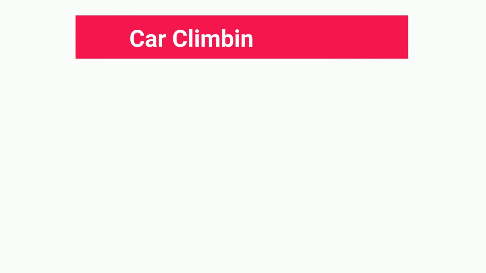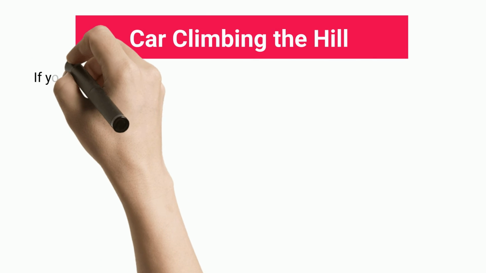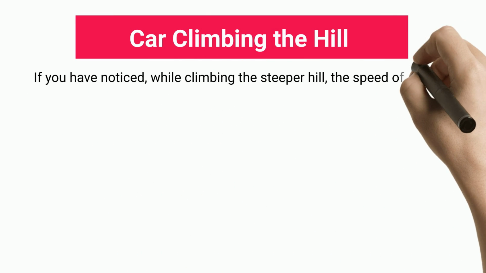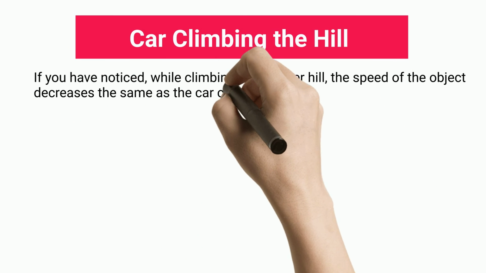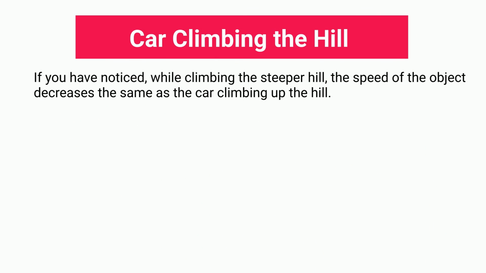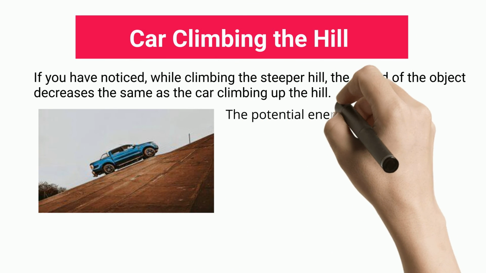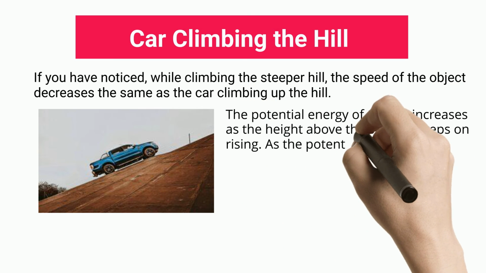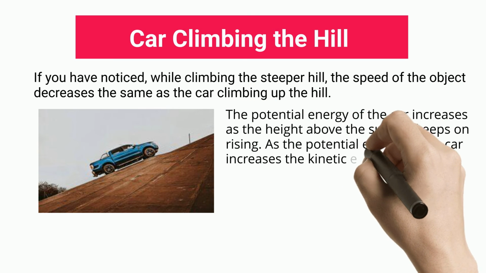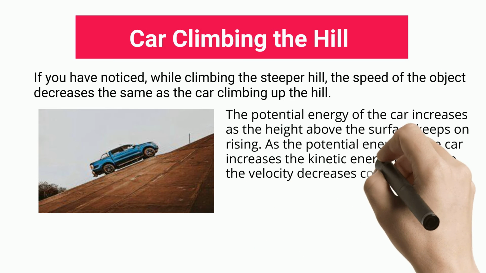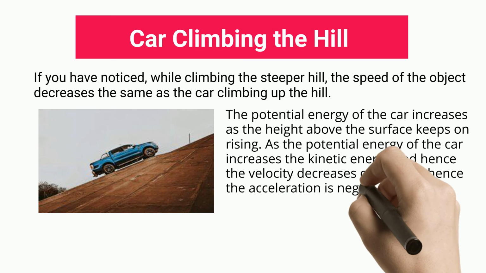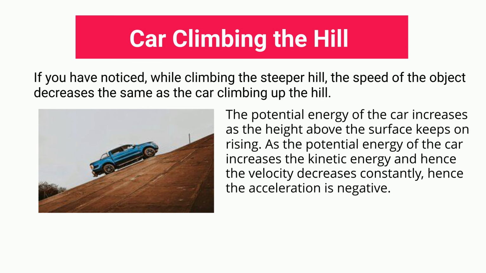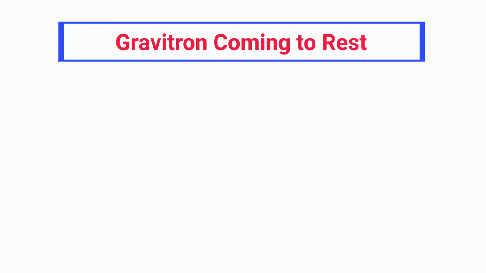Car climbing the hill. If you have noticed, while climbing a steeper hill, the speed of the car decreases. The potential energy of the car increases as the height above the surface keeps on rising. As the potential energy of the car increases, the kinetic energy and hence the velocity decreases constantly, hence the acceleration is negative.